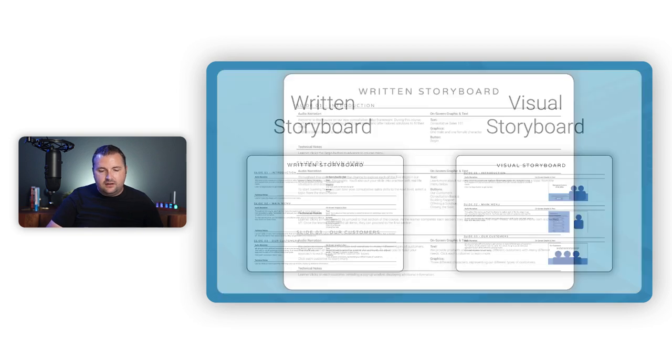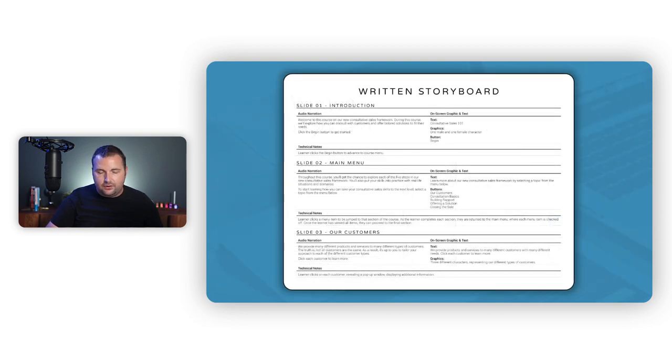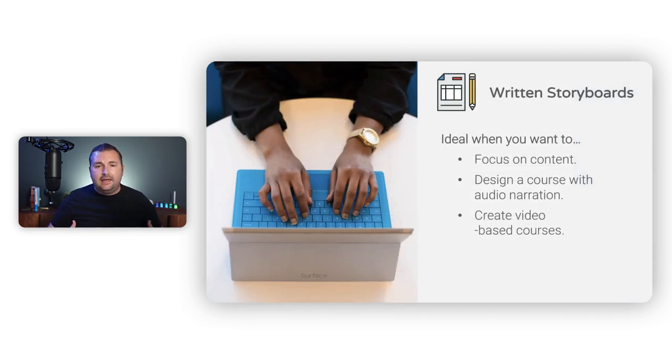So let's start by looking at a written storyboard. A written storyboard, like I showed you earlier, is just a written document that outlines each slide or screen, slide by slide, word for word, including all the audio narration, the graphics, some technical notes, and all the other elements you might include in your e-learning course. And it would be my opinion that written storyboards are ideal when you want to focus just on the content.